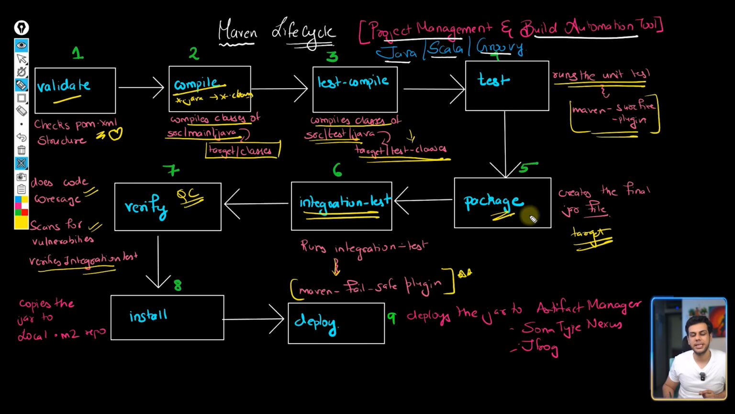The jar which was created during the package phase will be copied and kept in your local .m2 repository, meaning on your laptop, on your machine, in the .m2 repository, it's going to keep that particular jar. And finally, when you do the Maven deploy, the jar, the information of that particular project, the snapshots, all those things will be copied and deployed to an artifact manager. You can use JFrog or Sonatype Nexus. Is this part clear to everyone?